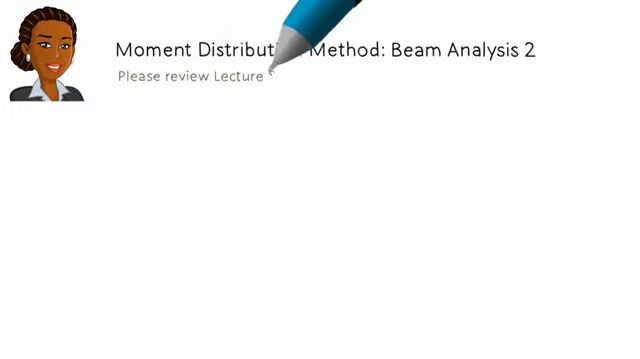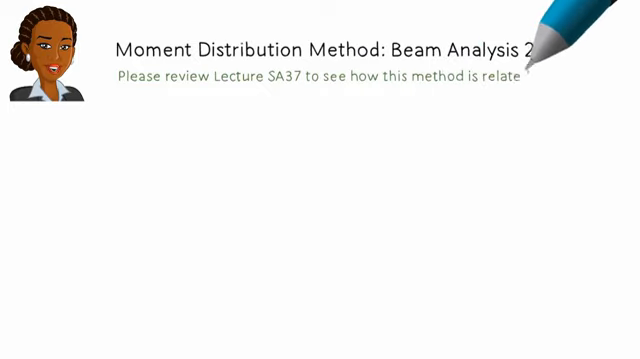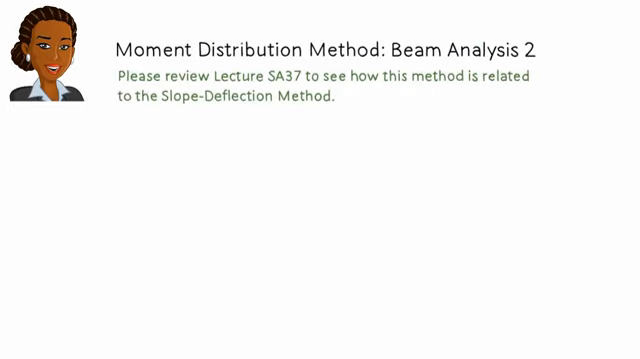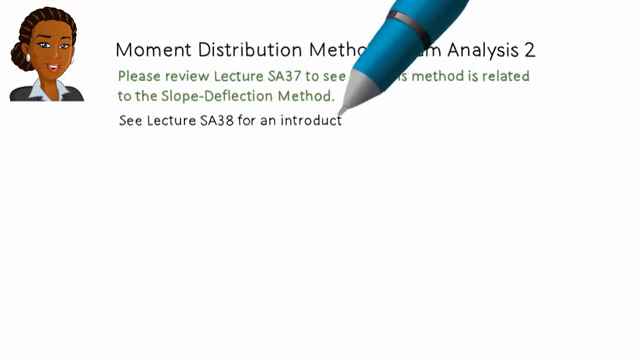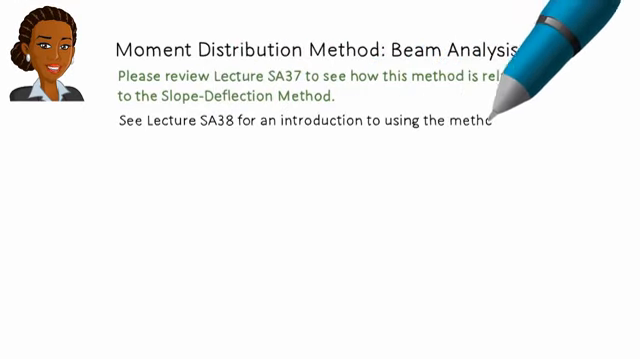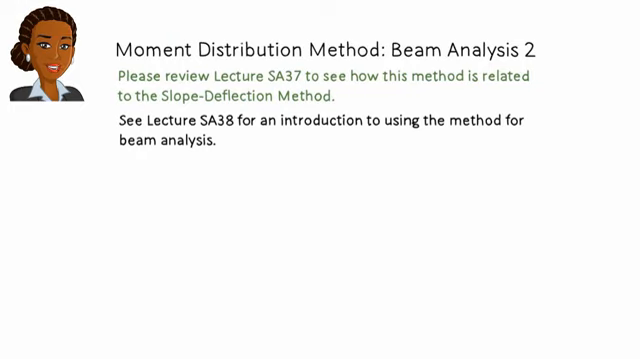I described a mathematical basis for the moment distribution method in lecture SA 37. In lecture SA 38, we examined the use of the method for analyzing continuous beams with pin and roller supports. In this lecture, I'm going to explain how to handle fixed supports.